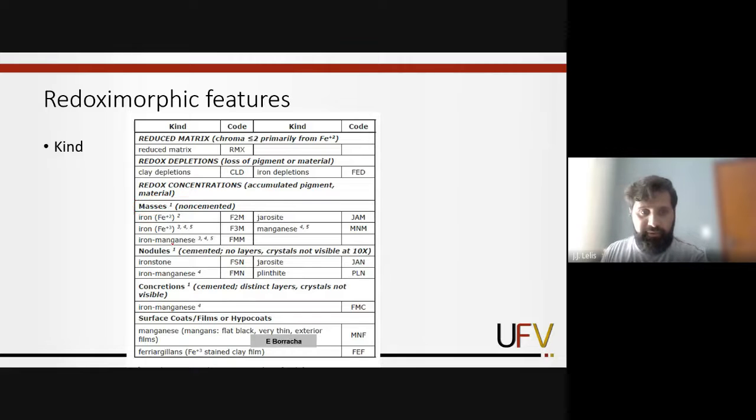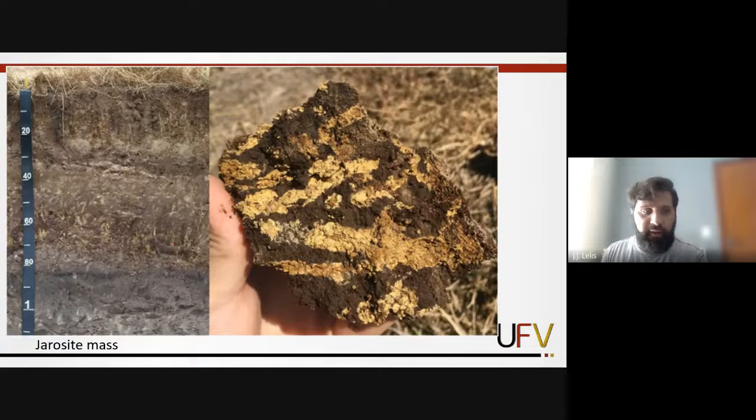Let's see some of them. Okay, like here, this is a mass of jarosite. We can have a concentration of jarosite. This yellow color represents this specific mineral, jarosite. Jarosite is very common in mangrove areas, in areas that have a lot of sulfur and iron at the same time.